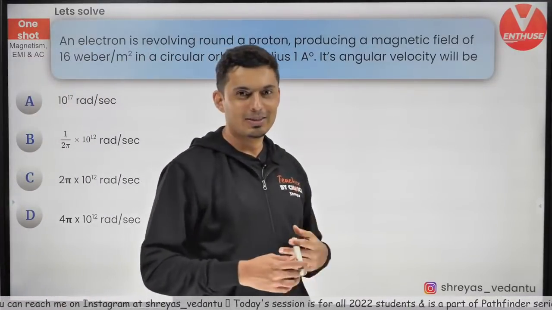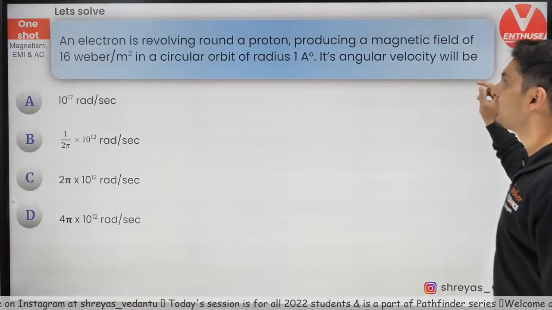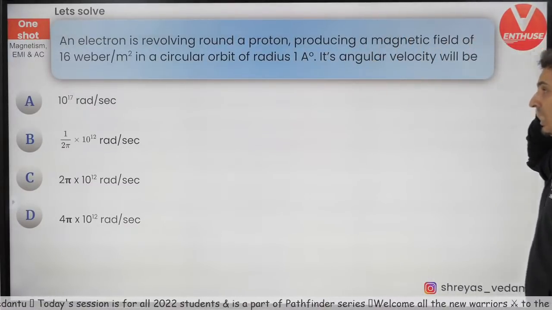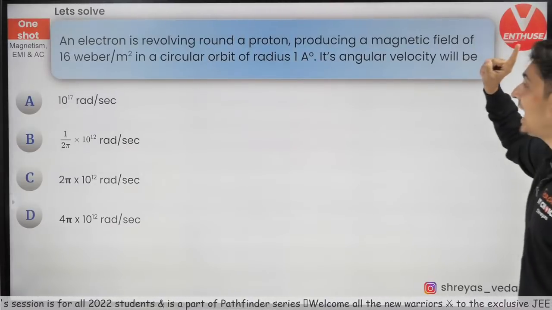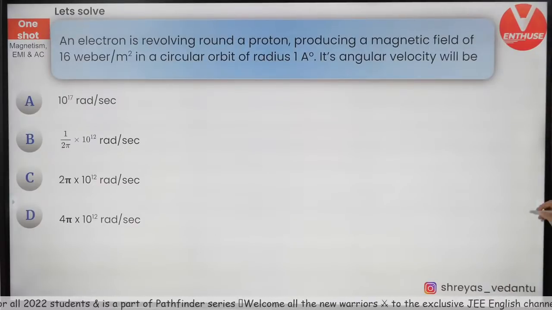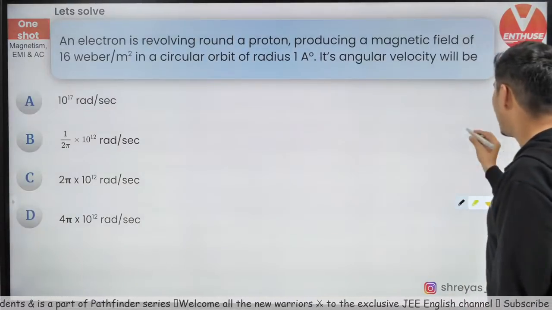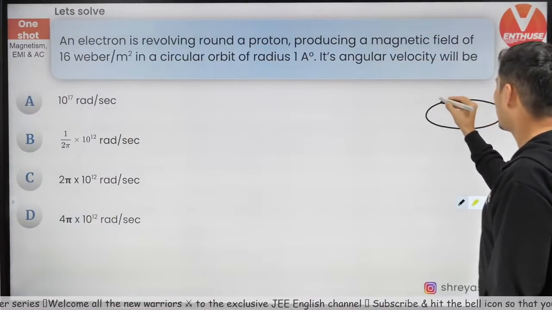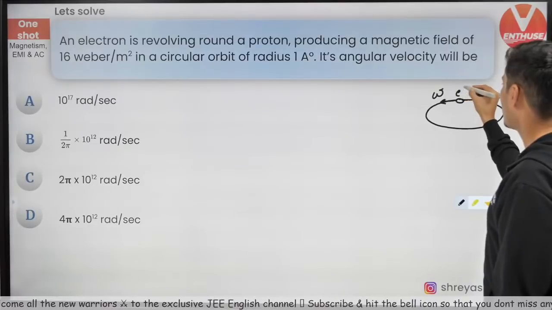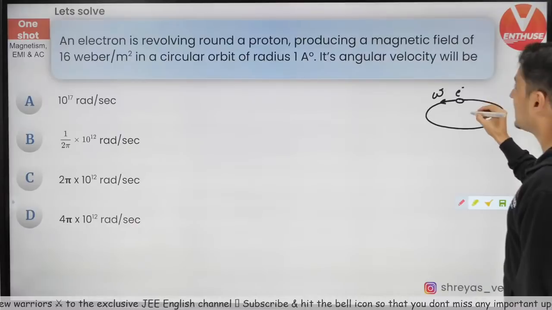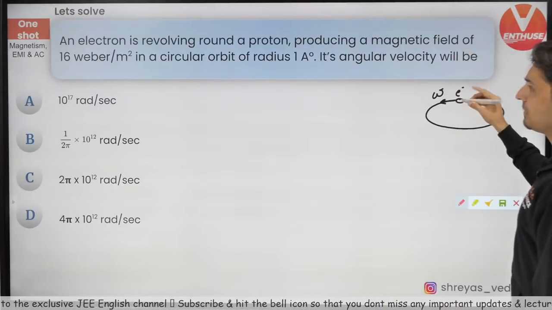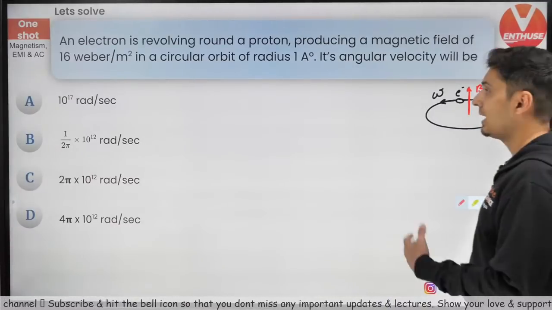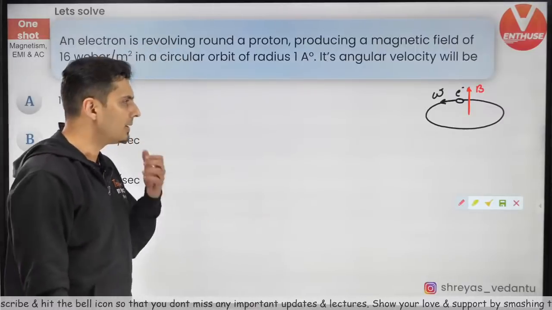Let's see how many of you can do this question. First of all, we have an electron which is going around a proton producing a magnetic field of 16 Weber per meter square in a circular coil of radius 1 angstrom. What is the angular velocity going to be? Let's draw the diagram. So we have that electron, which is going in a circular orbit with angular velocity omega. So this is your electron. Obviously, it is going to create a magnetic field. Yes, magnetic field is given. Magnetic field is 16 SI units. So the question is, what is the omega?